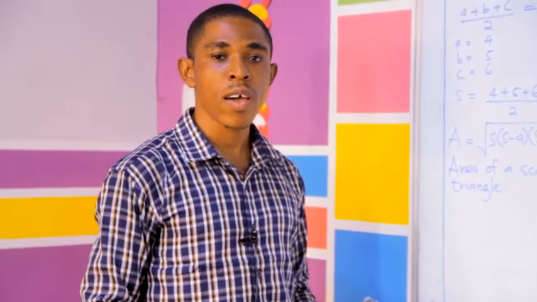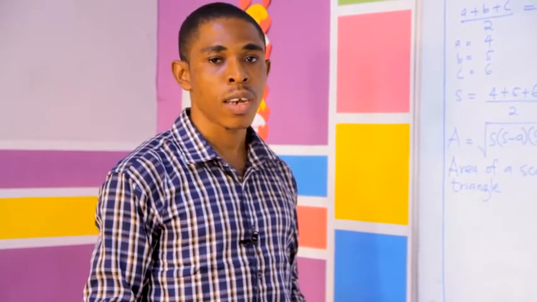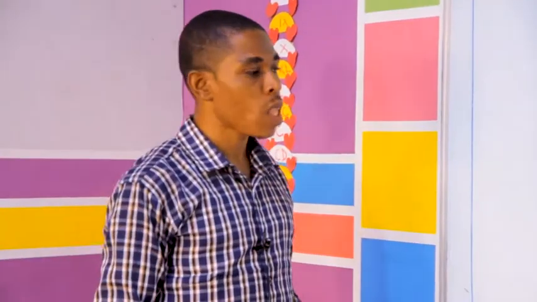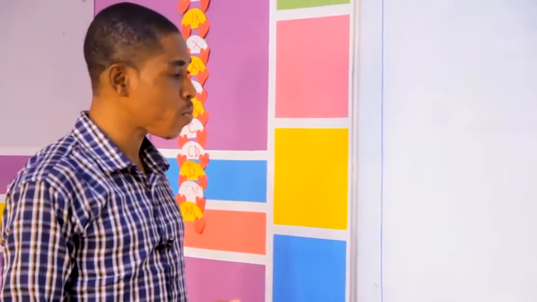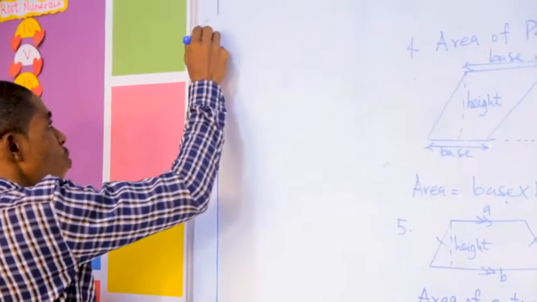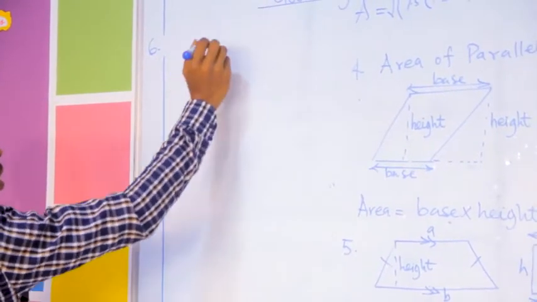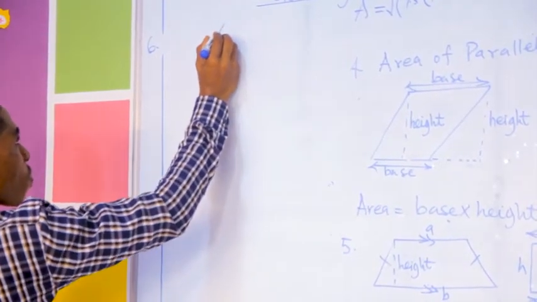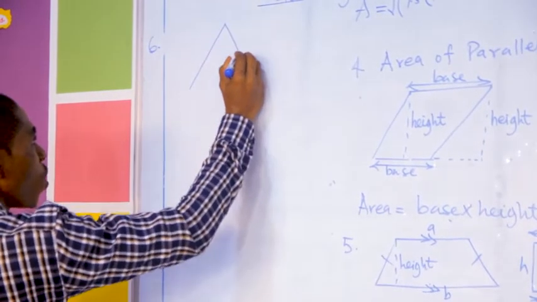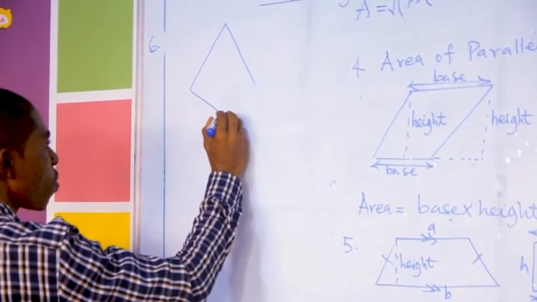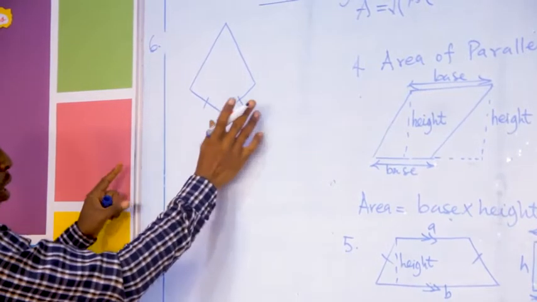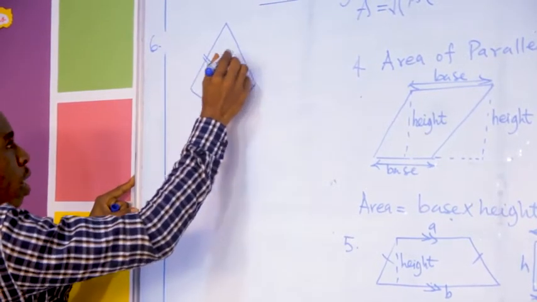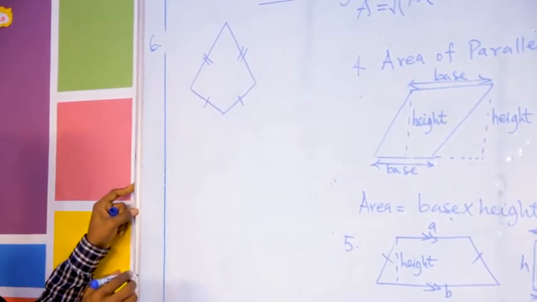Okay, we have 2 more polygons and I'm done for today. The next 2 polygons are the kite and the rhombus. The kite is the 6th polygon and it looks like this. It's what you have for a kite. The adjacent sides this way are equal, and the lateral sides are also equal.